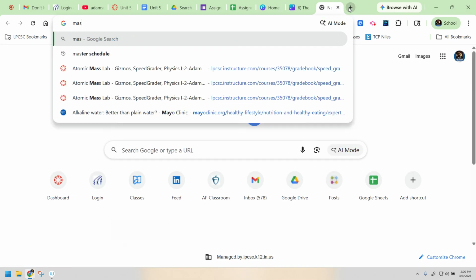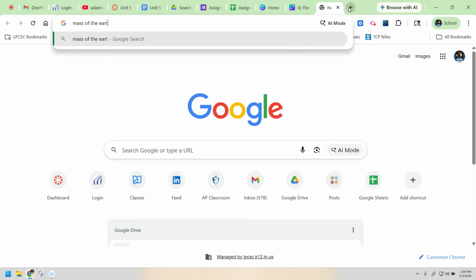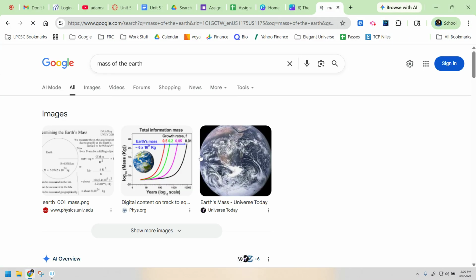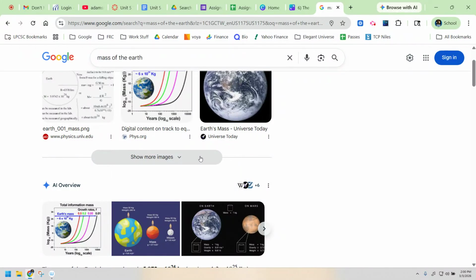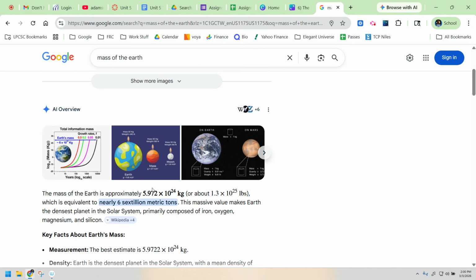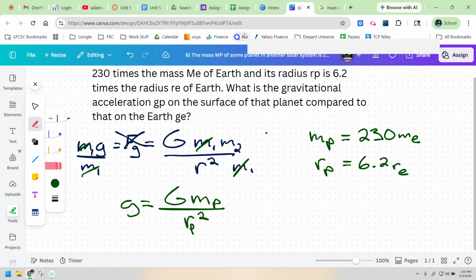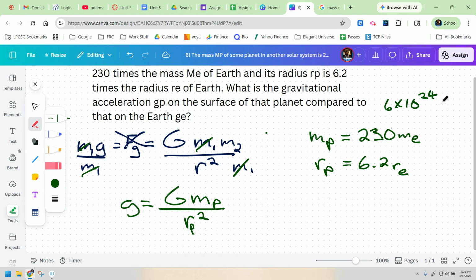So we're going to do the mass of the Earth. The proportion way is a lot fewer numbers, a lot fewer calculations. I'll do both. Okay, so this is the number here. It's about 5, we'll just call it 6 times 10 to the 24 kilograms. So the mass of the Earth is 6 times 10 to the 24 kilograms.